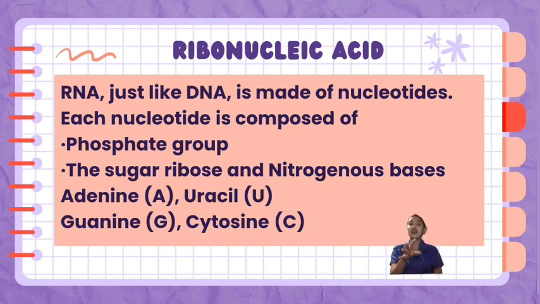So, remember lang yan, ha? Keyword lang yan. Ribose is for ribonucleic. Deoxyribose is for deoxyribonucleic acid. And here, ang nitrogenous bases, we have adenine to pair with uracil. Guanine pair with cytosine.